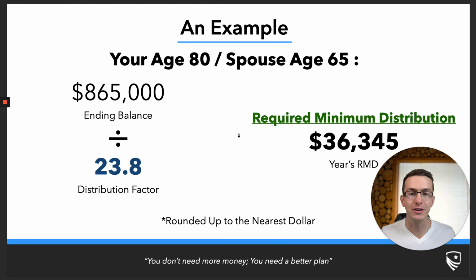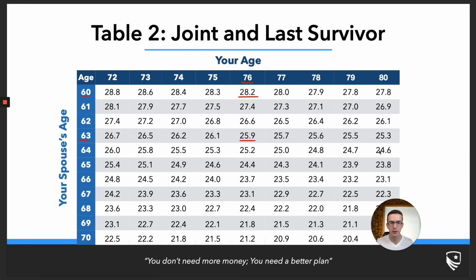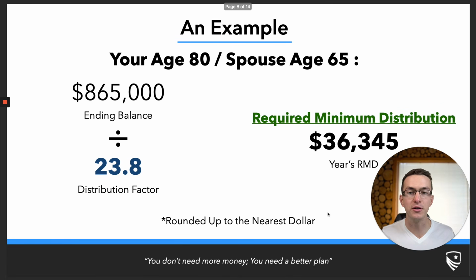But let's go through an example here. Let's say that your age is 80 years old and your spouse's age is 65. So if we go back to this table right here, we can see age 80 and then 65. Age 80 and age 65 here, we see that your distribution factor is going to be 23.8. So now within this calculation, let's say that your ending balance from last year in this tax deferred account was $865,000. Well, again, we're going to divide in that same core formula of dividing by the distribution factor, which is 23.8, and we're going to find a required minimum distribution of $36,345. Again, we're rounding up to the nearest dollar here.